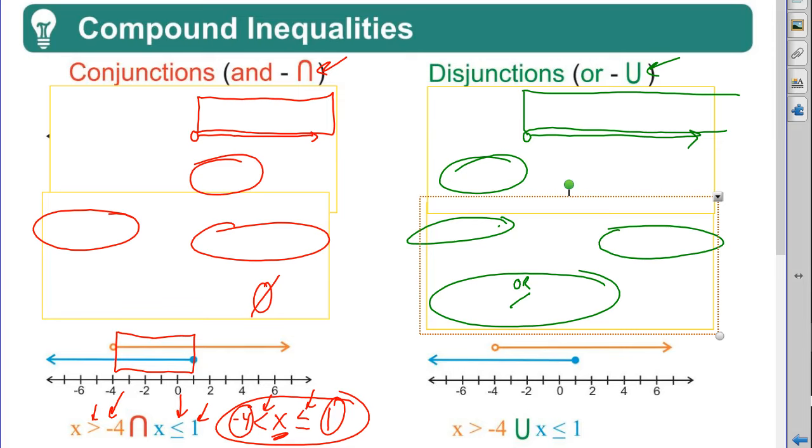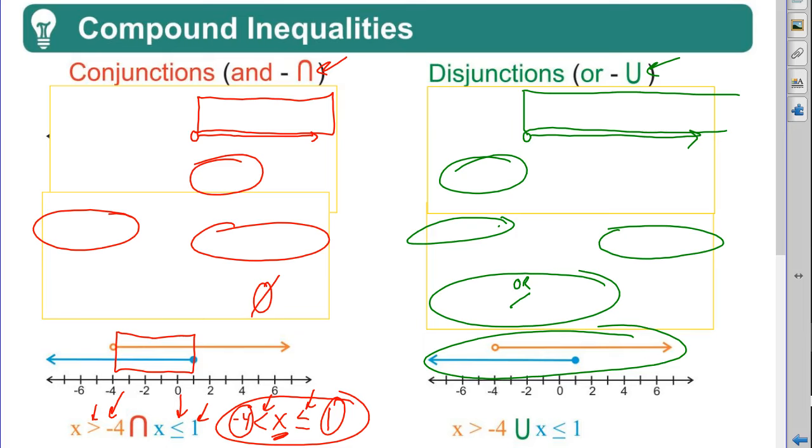Opposite directions, they overlap. Look, when you put these together, don't you get everything? So what's the solution if it's everything? All the real numbers. Hey, they're tricky, but if you understand intersection for conjunctions and you understand union for disjunctions, you should be able to figure them out.